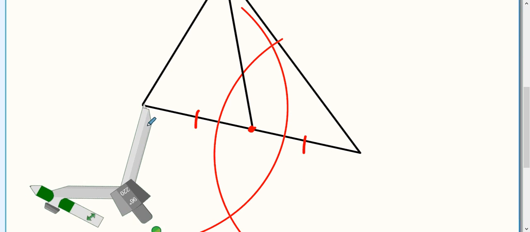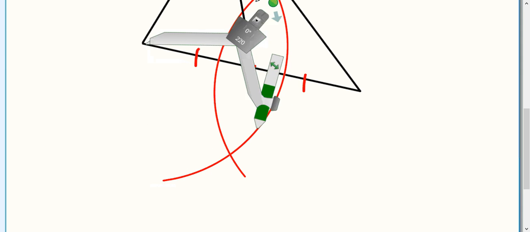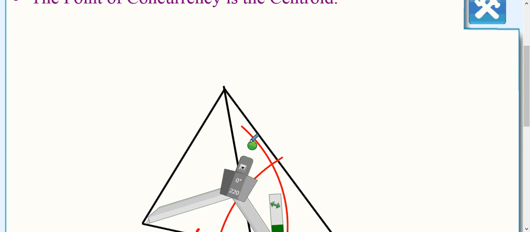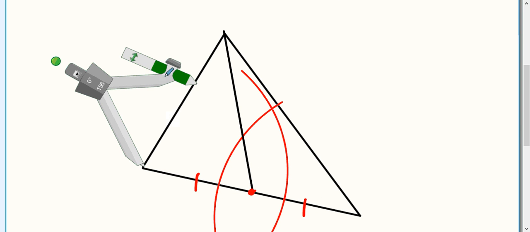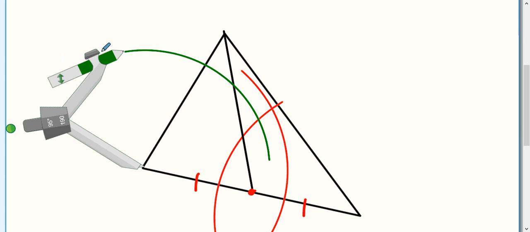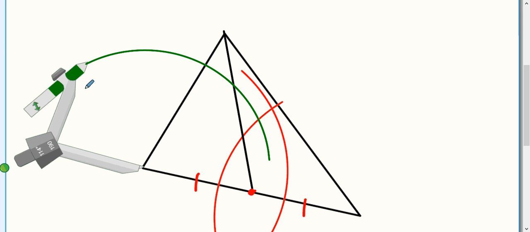So now, for the left side, we're going to find that midpoint. Make sure your compass is more than halfway. Could be a lot more than halfway, could be a little bit more than halfway. Make your football type construction.